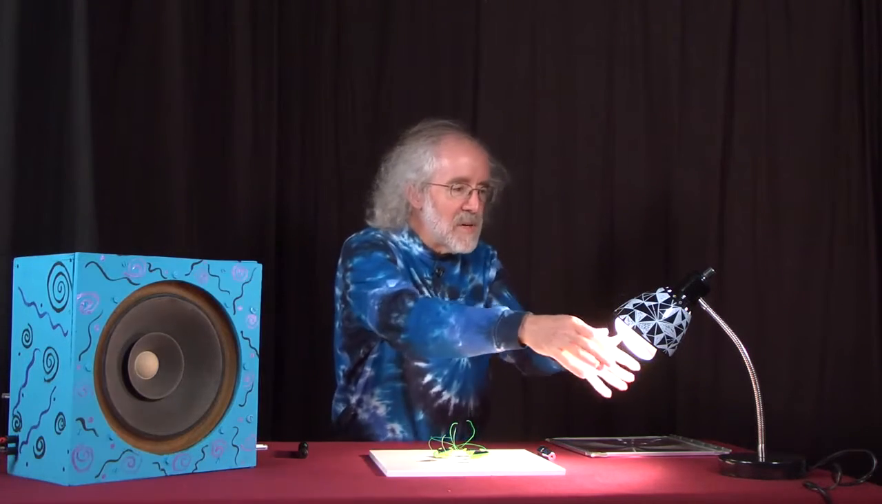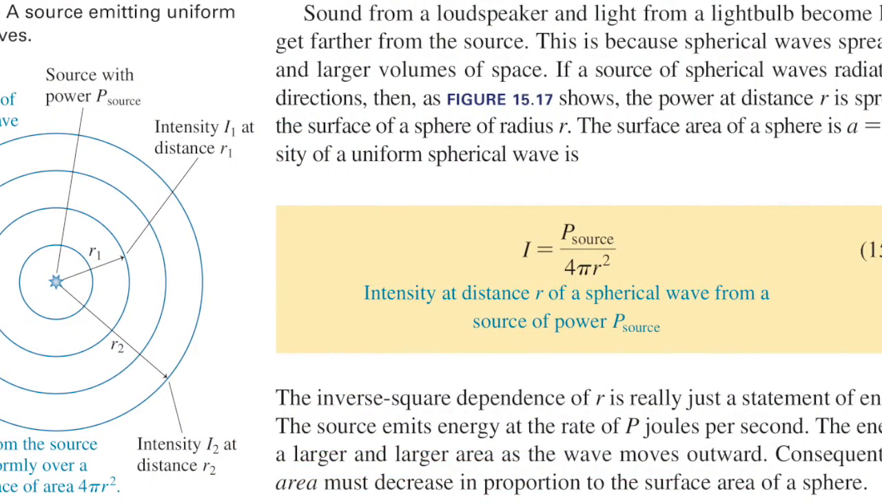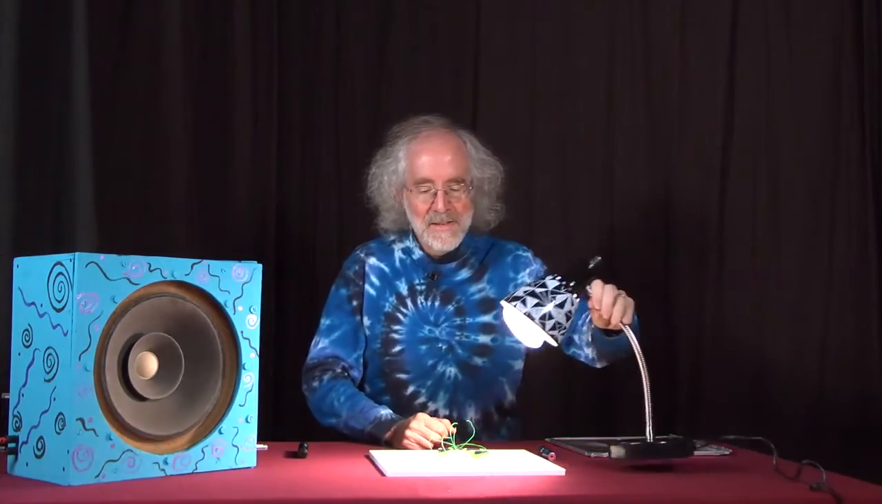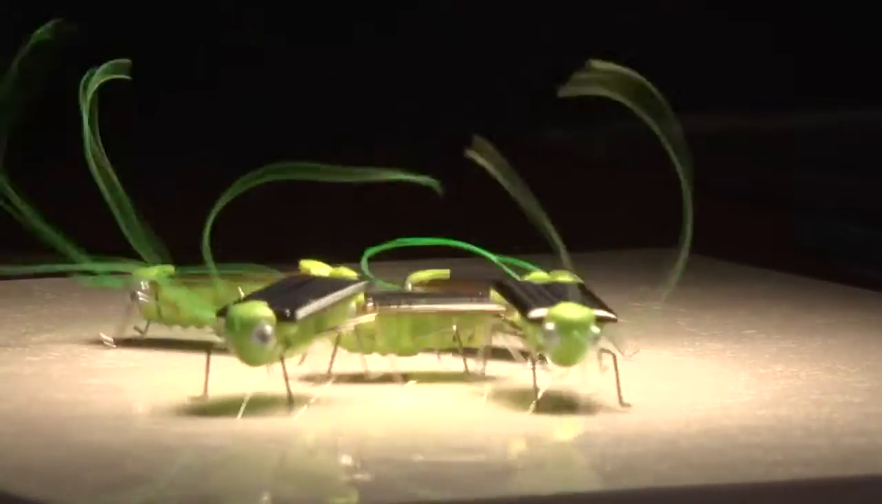As the light comes out of this bulb, it starts at a point and it spreads out. And as it spreads out, the power stays the same, but the area over which it spreads gets bigger, and so the intensity goes down. And we'll see an expression in the book for calculating the power from a spherical wave. And as it spreads out, the area gets bigger, and so the intensity goes down. So one way to make the intensity bigger, enough to run the grasshoppers, is just to bring it closer. And when it's close enough, it's time for some dancing.